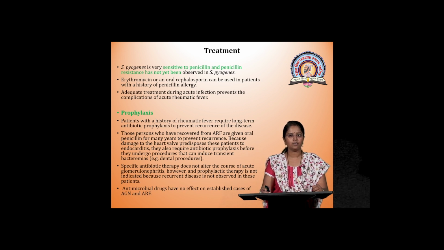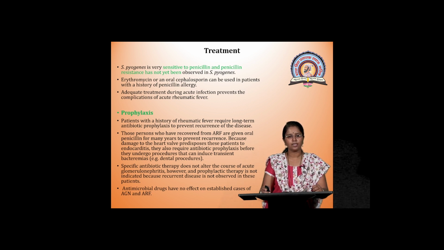Prophylaxis. Patients with a history of rheumatic fever require long-term antibiotic prophylaxis to prevent recurrence of the disease. Those persons who have recovered from acute rheumatic fever are given oral penicillin for many years to prevent recurrence, and because damage to the heart valves predisposes these patients to endocarditis, they also require antibiotic prophylaxis before they undergo procedures that can induce transient bacteremias.